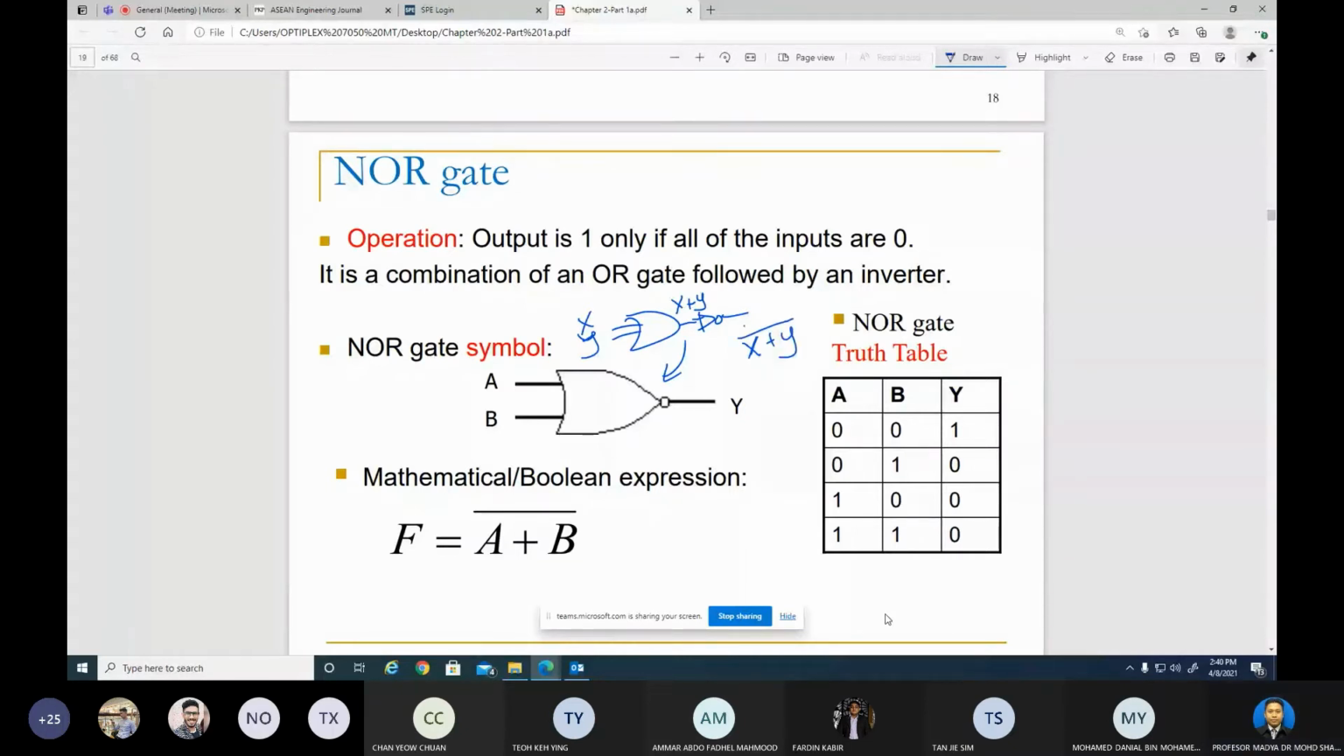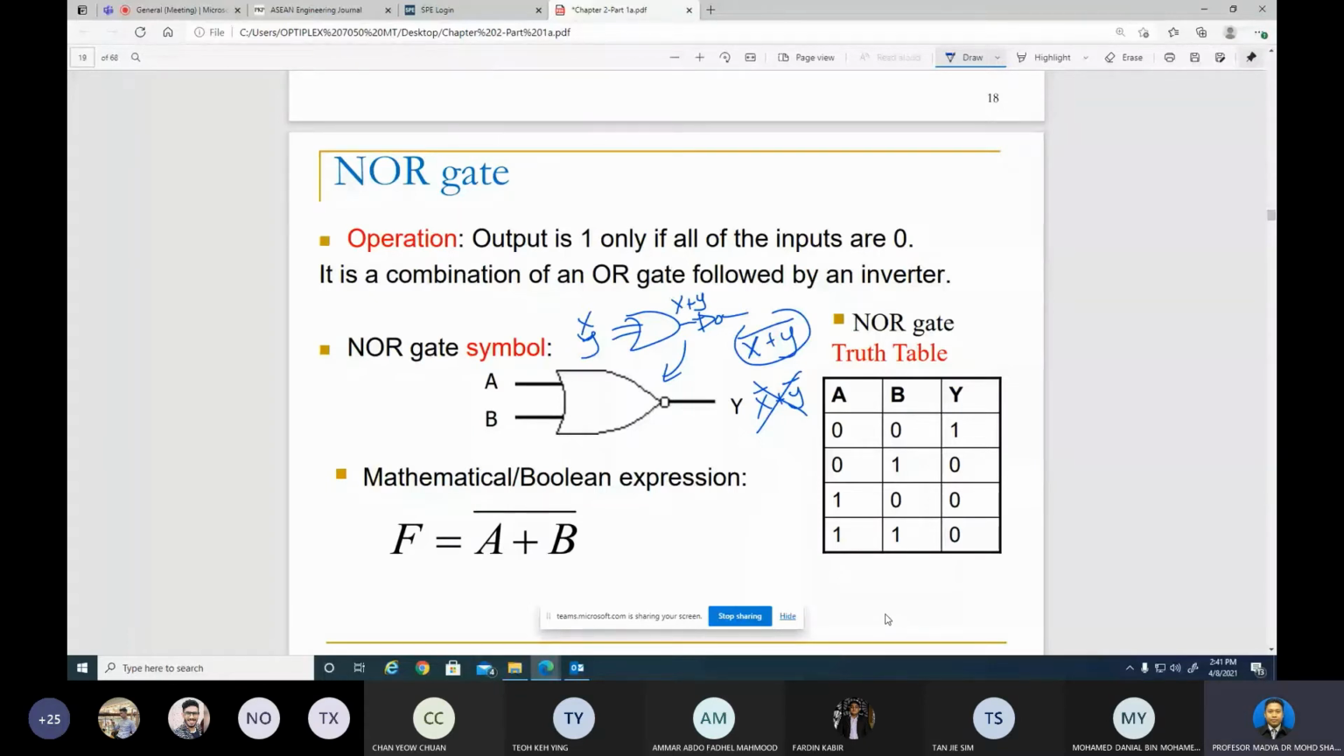You cannot write it like this: X bar plus Y bar. This one will be a wrong answer. Make sure you don't separate the bar here; it will be the same bar. This will be different if you design the circuit, so it will be different from this one. Make sure, this is wrong.